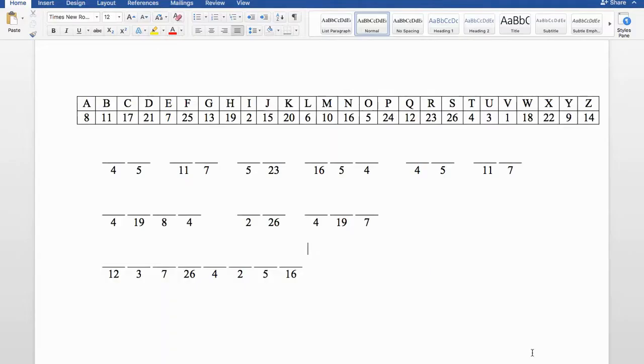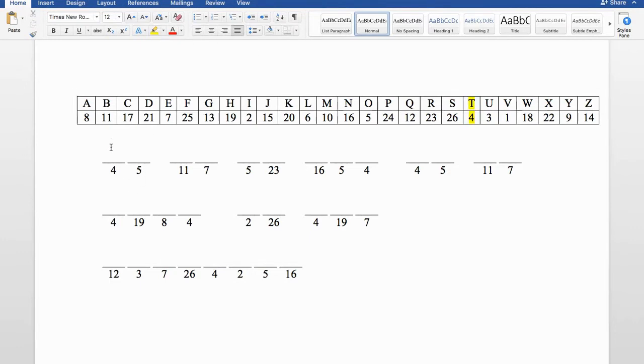So here's what a cryptogram looks like with the cipher already solved. You can see at the top here that there are letters, and under these letters there are corresponding numbers. And these numbers then represent the letters above them in this puzzle below. So for example, this is a 4. If you find the 4 on the cipher, which is right there, a 4 equals a T.